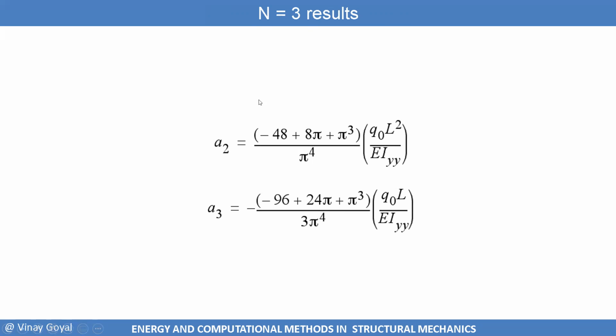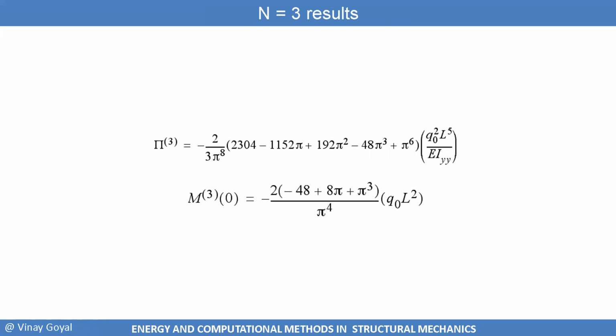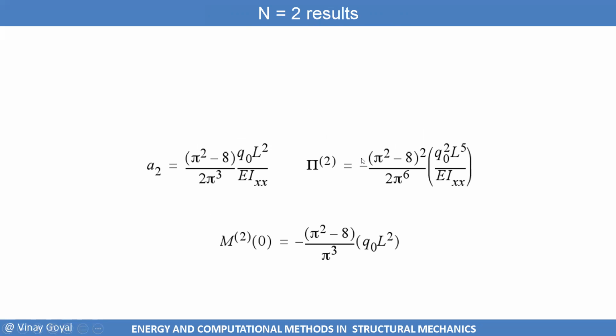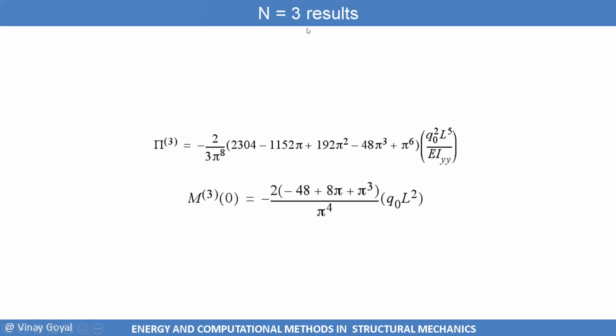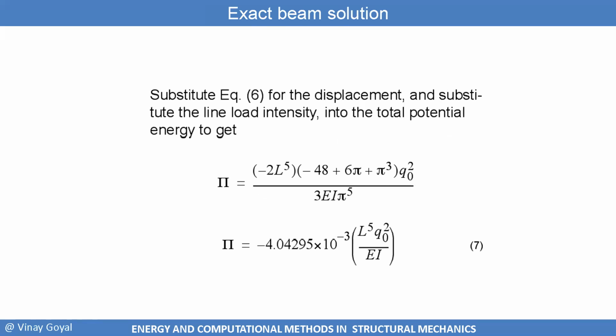For n equals 3, you get a2 to be this, a3 to be that, the unknown coefficients. And then pi for these coefficients gives you this one. Now I guarantee you that pi decreases from here. For n equals 2, this pi is going to be greater than the pi with n equals 3. And as I increase the number of terms, the pi that you get is going to start approaching the exact value of pi, the lowest value you can ever get, which is the exact solution.